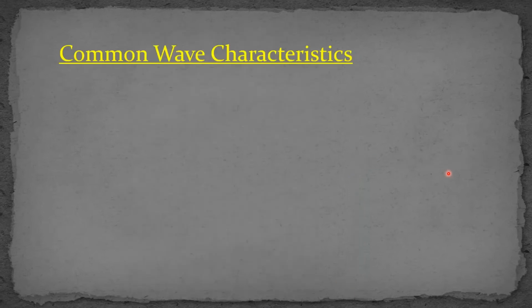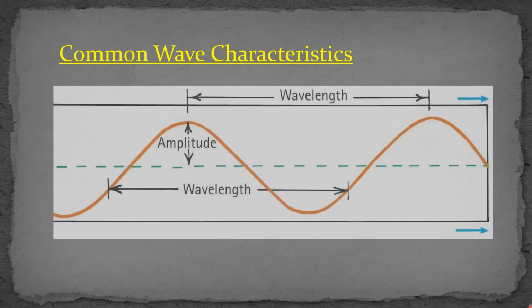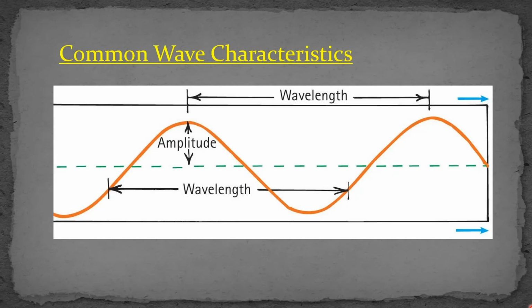Now, what I really want to get to is a description of common wave characteristics. So I think we're there that I can start introducing those. All waves share some basic common characteristics. The first two we're going to look at are wavelength and amplitude.